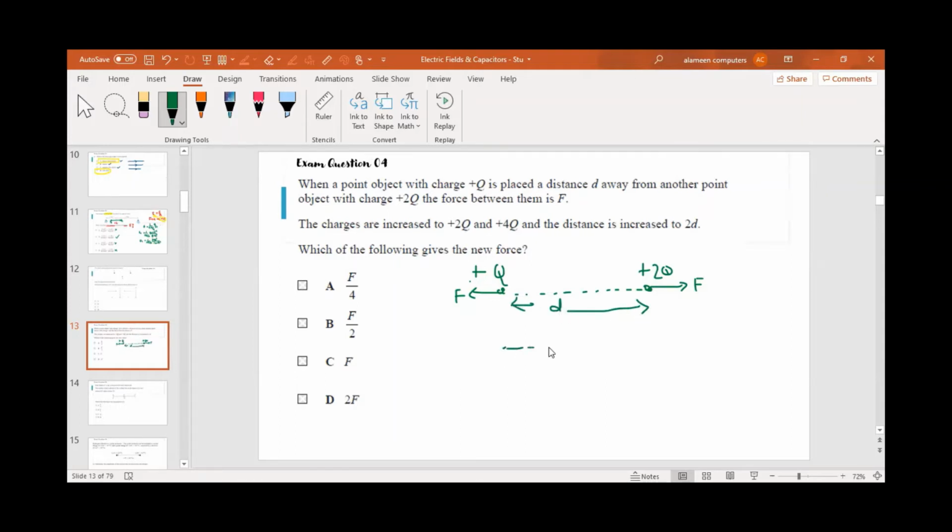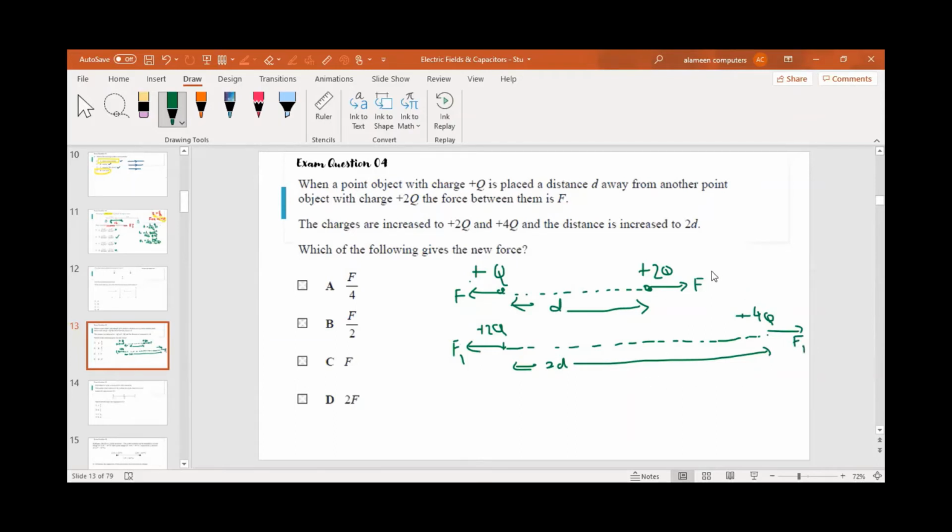Now the distance is increased to 2D, and the charges have become plus 2Q and plus 4Q. Which of the following gives the new force? It's also going to be repulsion between two like charges. So let's call it F1. F1 is the force on both the charges. They are equal and opposite.